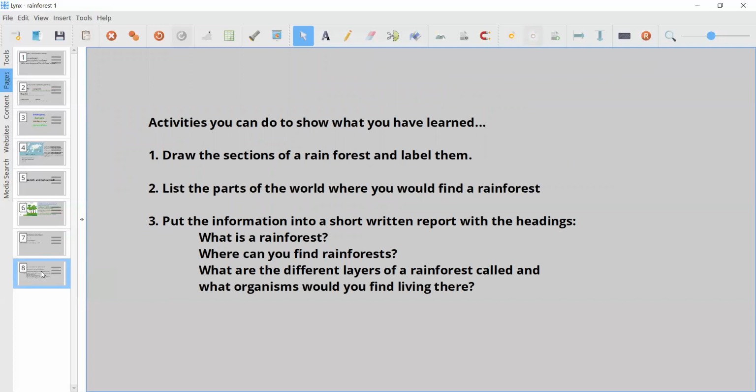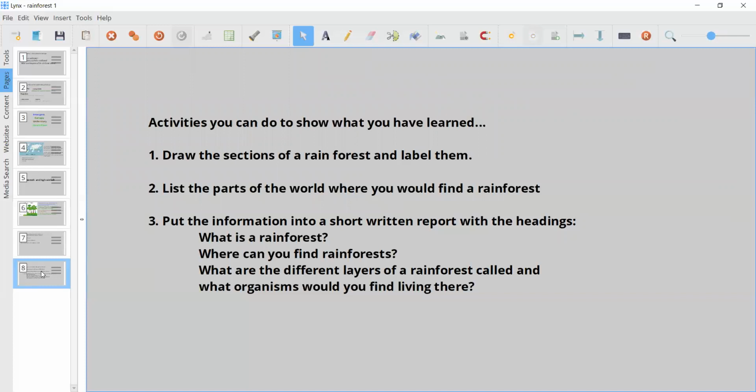You could draw the sections of a rainforest. I remember Georgia doing this at one point, didn't you? You made a little diorama-like model of it in a shoebox. You could draw the sections of a rainforest and you can label them. Number 2, you could list the parts of the world where you would find a rainforest.